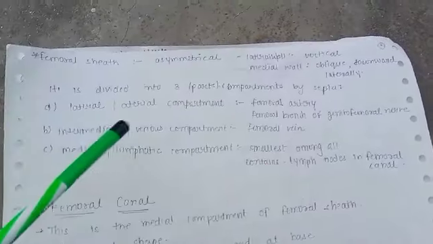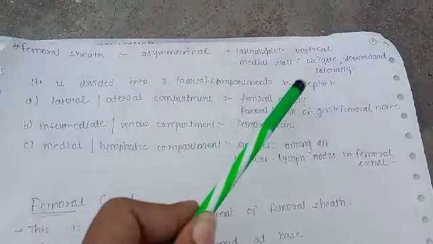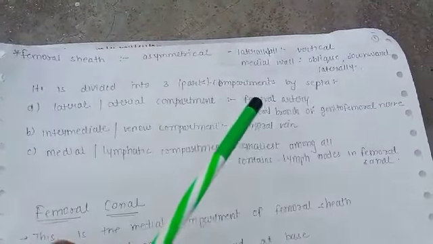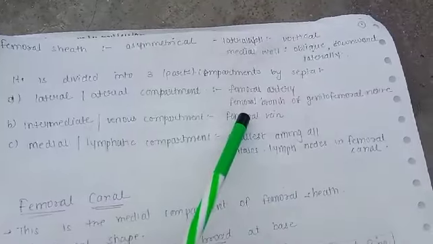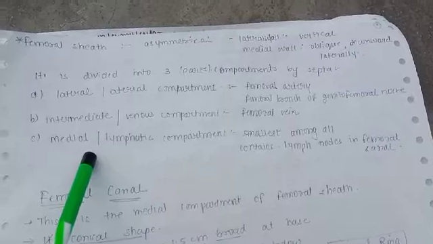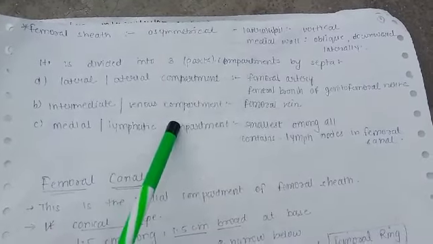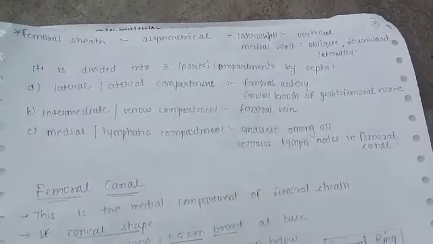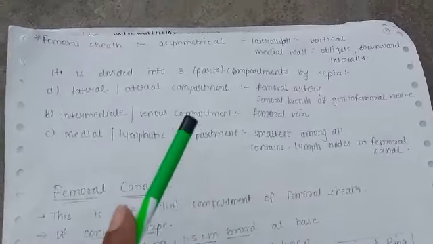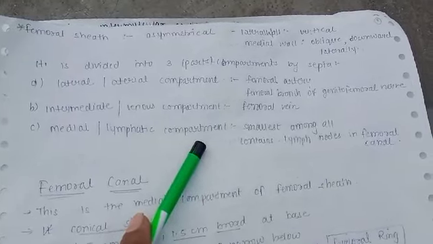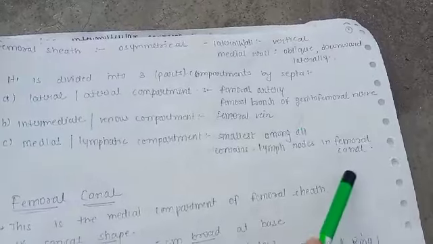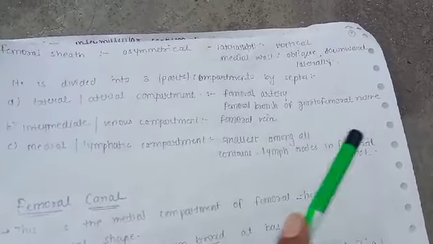It has 3 compartments formed by septa. The lateral or arterial compartment consists of the femoral artery and the genital branch of the genitofemoral nerve. Then there is the intermediate or venous compartment, which consists of the femoral vein. Then the third compartment is the medial or lymphatic compartment, which consists of lymph nodes in the femoral canal, which is the smallest among all of these.